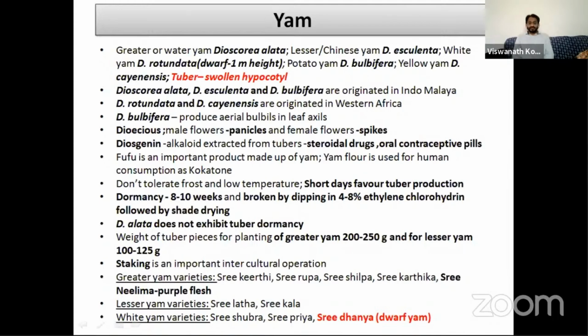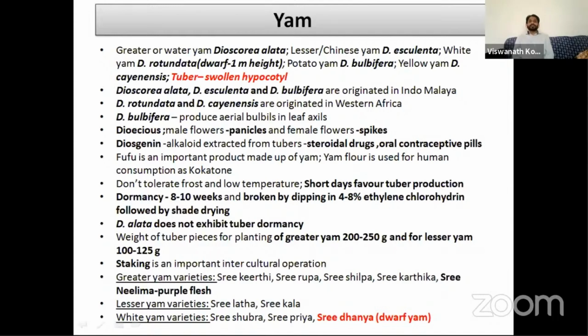Staking is an important agricultural operation. But there are particular white yam types, Dioscorea rotundata, which grow up to 1 meter length only, bushy types, and they do not require staking. This was the previous question: what is the variety of the dwarf white yam? So the white yam, Dioscorea rotundata, has certain dwarf types that grow only 1 meter in height. They do not require staking.